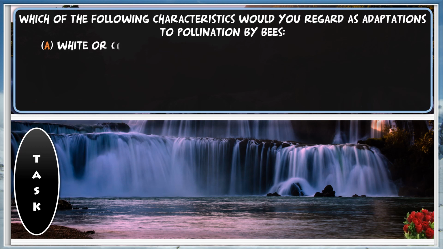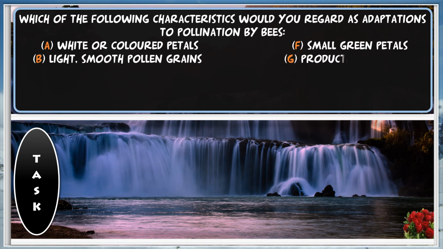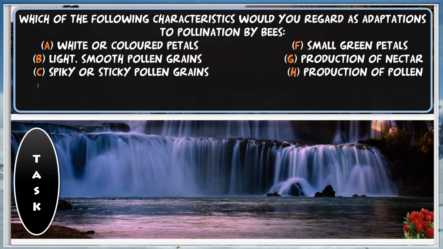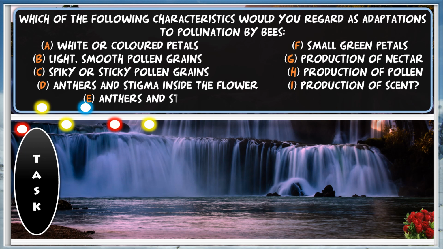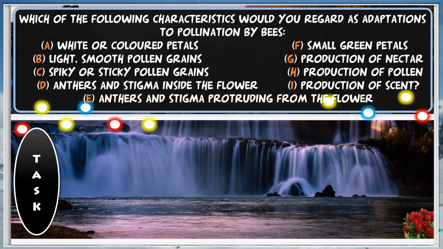Which of the following characteristics would you regard as adaptation to pollination by bees? A. White or colored petals. B. Light, smooth pollen grains. C. Spiky or sticky pollen grains. D. Anthers and stigma inside the flower. E. Anthers and stigma protruding from the flower. F. Small green petals. G. Production of nectar. H. Production of pollen. I. Production of scent.